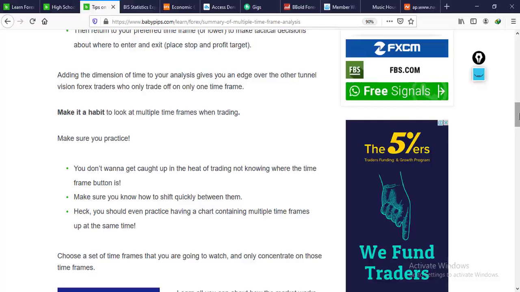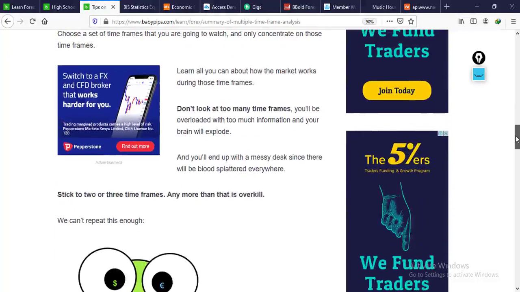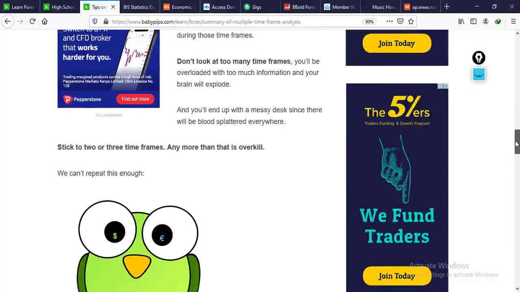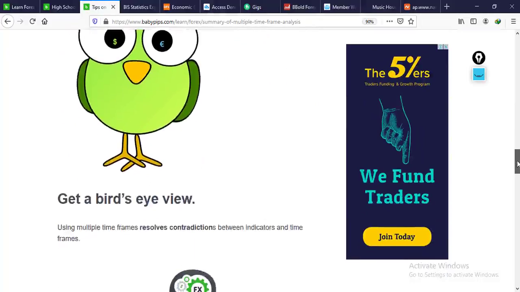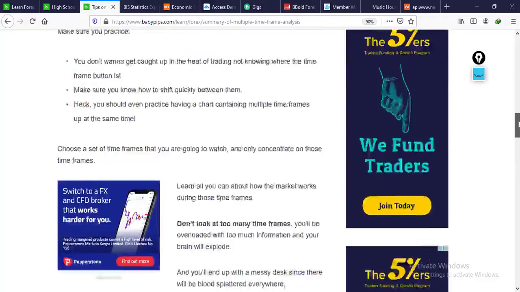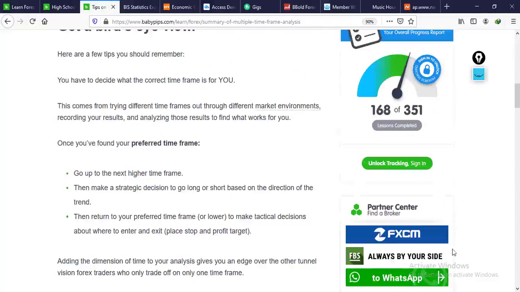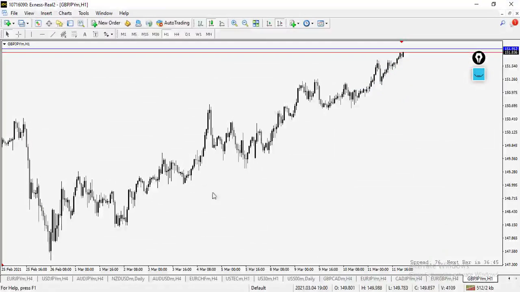Make sure you know how to shift quickly between them. Practice having a chart that contains multiple time frame analysis. Then do not look at multiple time frames, stick to 2 or 3 maximally, and as your skill continues to increase, you will know how to navigate between all of them to get a bird's eye view on multiple time frame analysis.